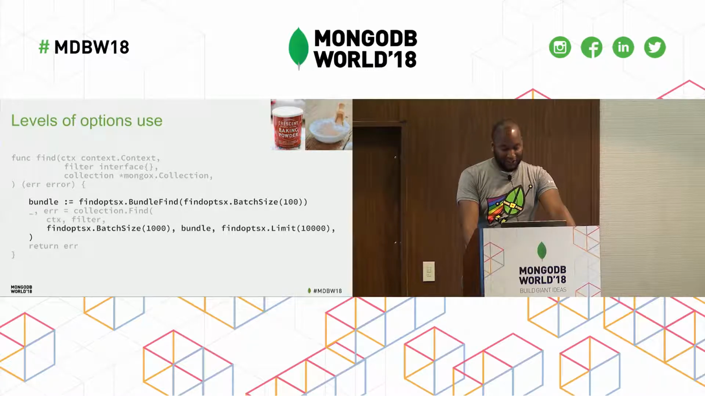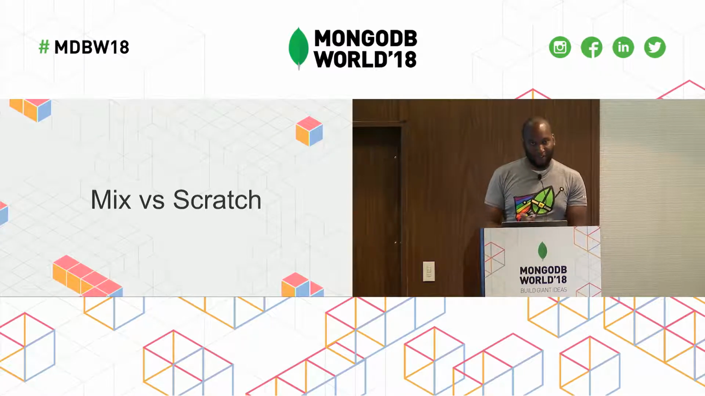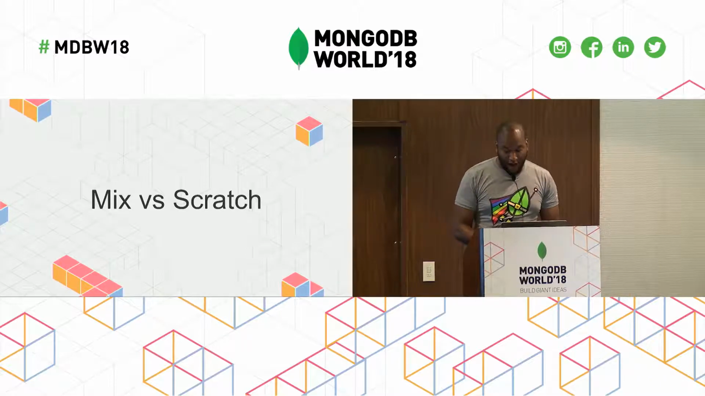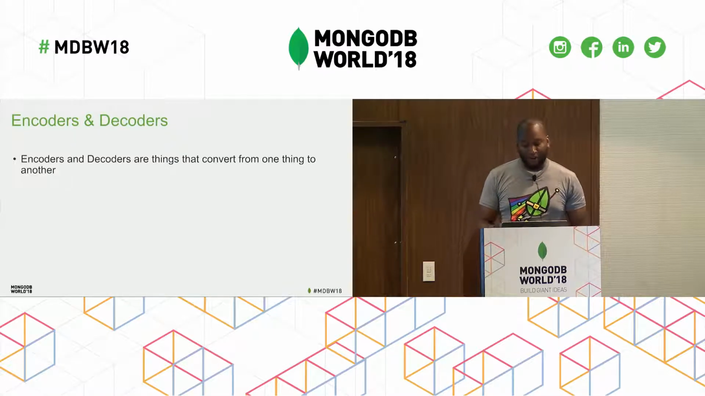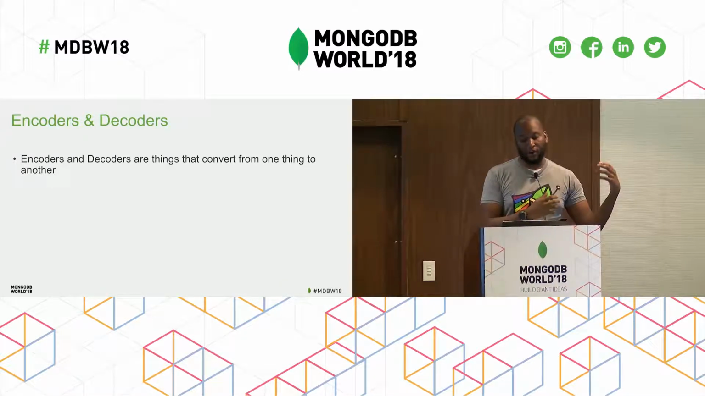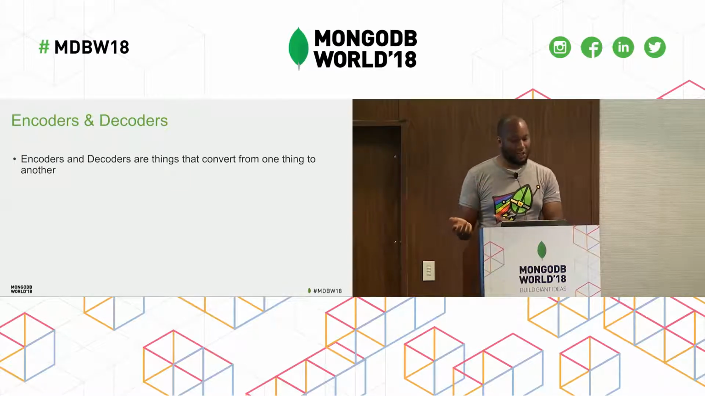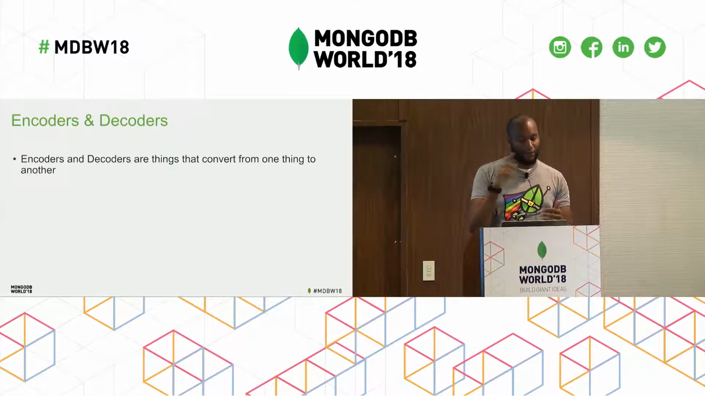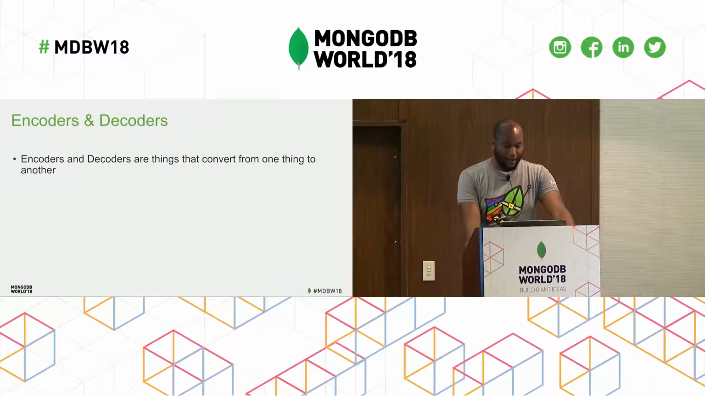Next, we're going to move on to another favorite topic of mine, baking from mix versus baking from scratch. And this analogy compares itself to encoders and decoders. When you think about encoders and decoders for this section, just think about them as things that convert from one thing to another. So in the case of an encoder, a Go type to a slice of bytes, or a decoder, a slice of bytes to a Go type, not as the round-trippable thing where you can encode something and decode something. So think of them separately.